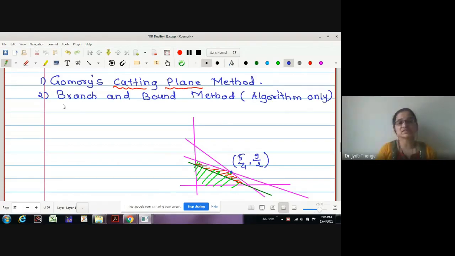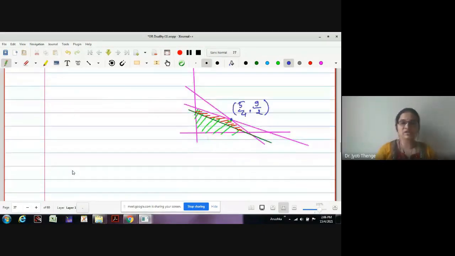The second method is somewhat like divide and rule. The name is branch and bound. We will come to this method later. Okay, therefore let us write.